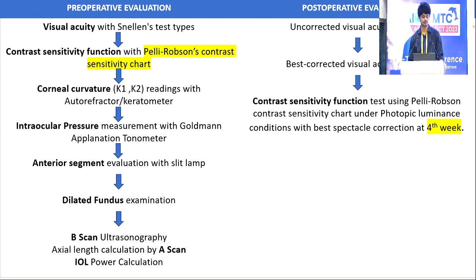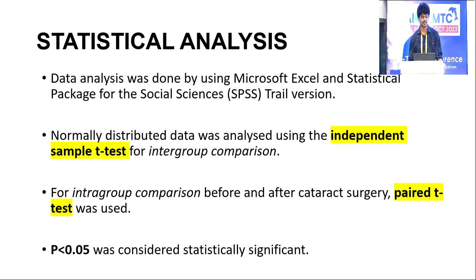Visual acuity with the Snellen test was done pre-operatively, and in this study we measured contrast sensitivity function using the Pelli-Robson contrast sensitivity chart. We also did corneal curvatures, intraocular pressure, anterior segment examination, dilated fundus, B scan, A scan and IOL power calculation. Post-operatively, contrast sensitivity with best spectacle correction was done at the 4th week, which shows whether there is an early post-operative increase in contrast sensitivity or not. For intergroup comparison we did an independent sample t-test, and for intragroup comparison we did a paired t-test.